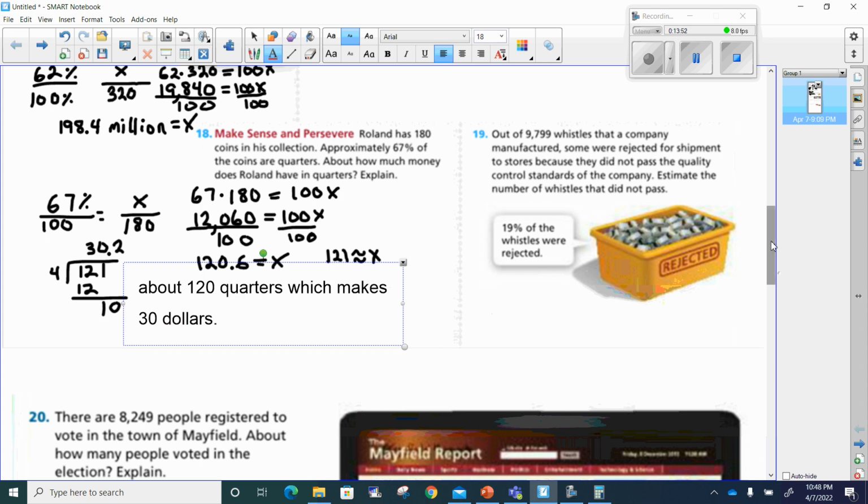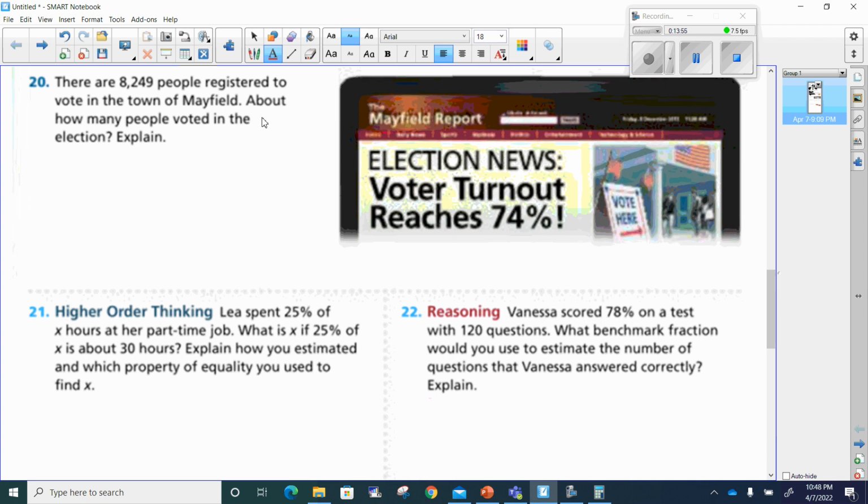All right, let's go to number 20. There are 8,249 people registered to vote in the town of Mayfield. About how many people voted in the election? Remember, voter turnout reaches 74%. So when they ask how many people voted in the election, they're looking for the exact amount. Remember, there were 8,248 people, right, registered to vote. So we're looking for the amount out of that. We know that 74% out of 100% turned out.